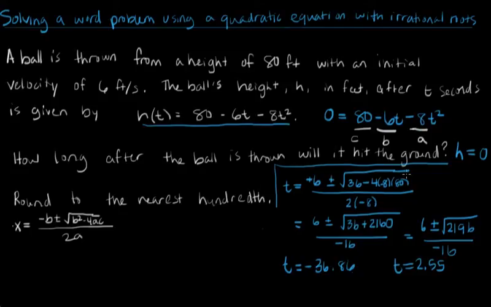Now, in this case, a negative t does not make any sense because it's after t seconds. So we can't really imagine a time when it's like negative 36 seconds because nobody had thrown the ball yet at that point. So this answer doesn't work. But this answer, it should be 2.55 seconds after the ball is thrown. That's how long it should take to hit the ground. And that's how we solve a word problem using a quadratic equation with irrational roots.